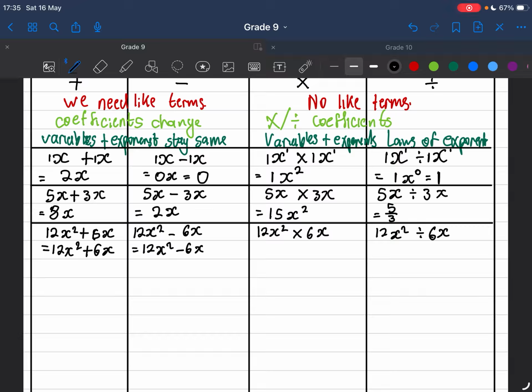Bring it down. Then we've got 12x squared times 6x. Now 12 times 6 is going to be 72. X squared times x is going to be x to the power 3. 12 divided by 6 is going to be 2, and x squared divided by x is going to be x to the 1. You're subtracting those exponents.